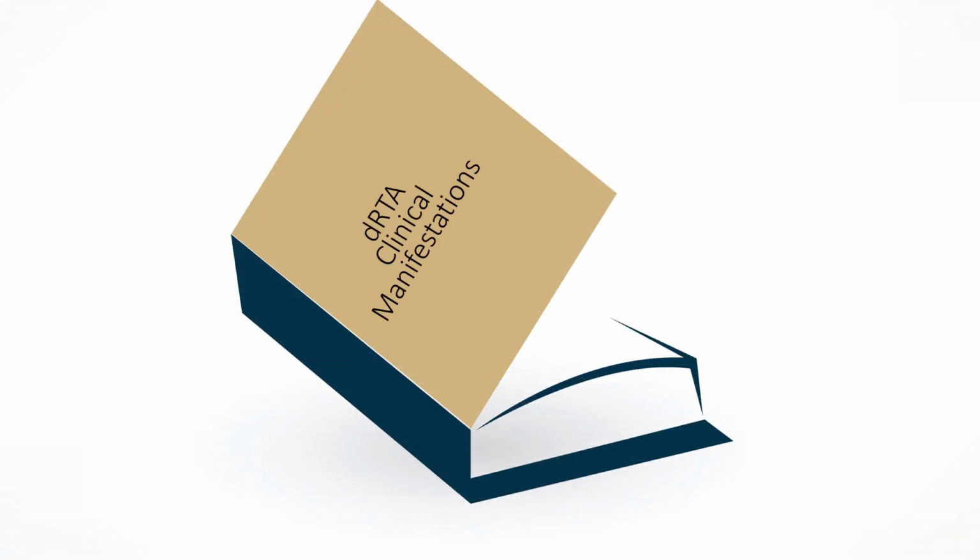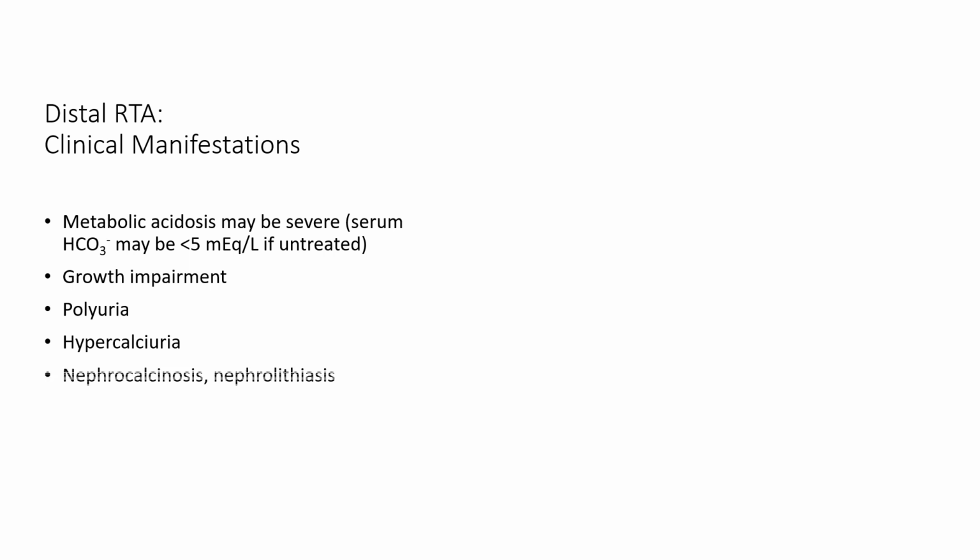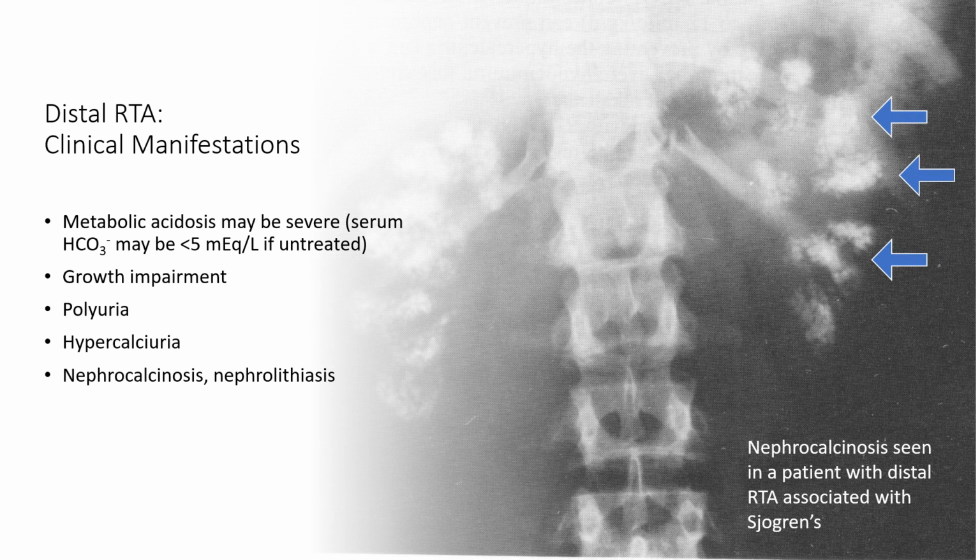How do patients with distal RTA present? Patients with distal RTA may present with more severe metabolic acidosis compared to those with proximal RTA. This is because patients with distal RTA cannot secrete the cumulative daily acid load from dietary intake over time. There may also be associated growth impairment, polyuria, and calciuria. Calcium deposits within renal parenchyma, known as nephrocalcinosis, or stone formation in the collecting system, may also be seen.